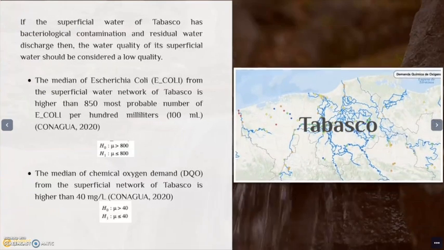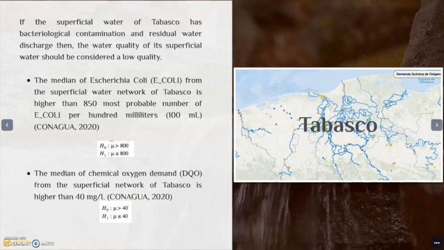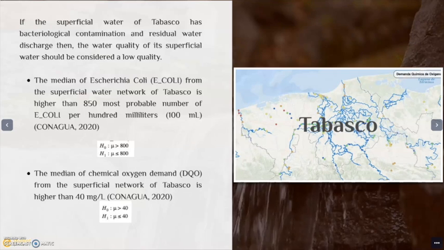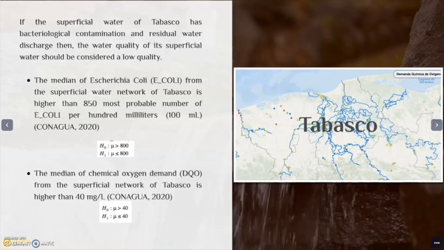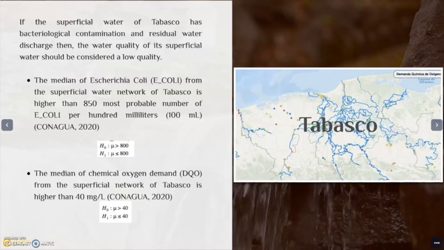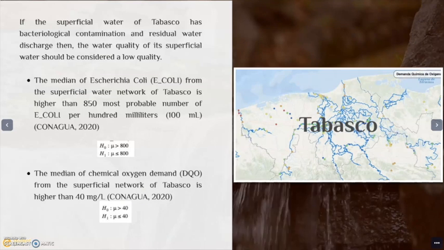If the superficial water of Tabasco has a bacteriological contamination and a residual water discharge, then the water quality of its superficial water should be considered low quality. The first statistical hypothesis would be the median of Escherichia coli, E. coli, from the superficial water network of Tabasco is higher than 150 most probable number of E. coli per 100 milliliters. So the null hypothesis would be median greater than 800, and the alternative hypothesis would be median less than or equal to 800.